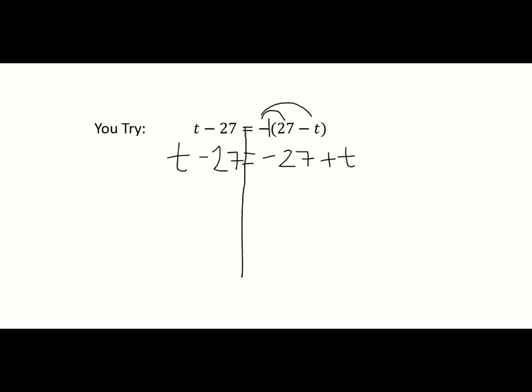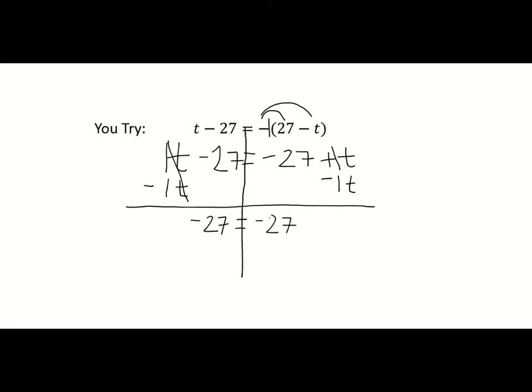So once we've distributed, there are no like terms for us to combine. We're going to get the variables on the same side. So I have 1t and 1t. So the opposite of 1t would be to subtract 1t on both sides. So I'm going to be left with a negative 27 on the left, and I'm going to be left with negative 27 on the right, because the 1t minus 1t canceled on both sides.